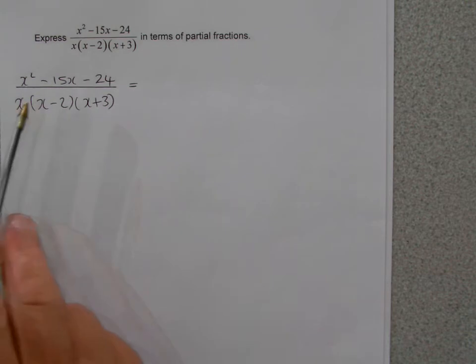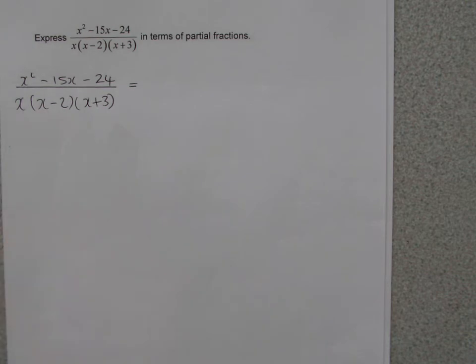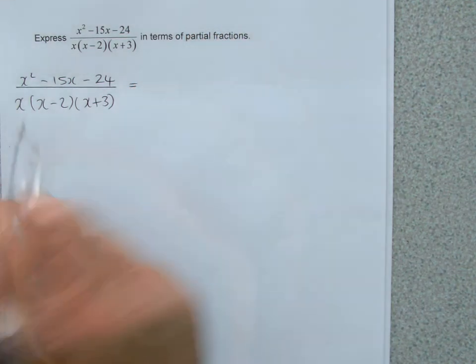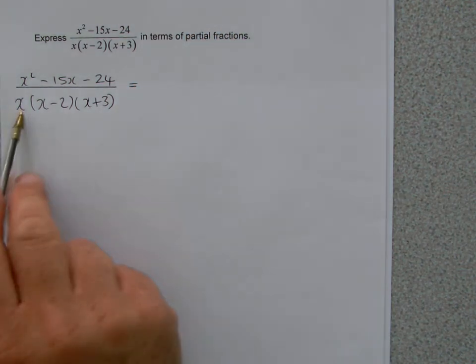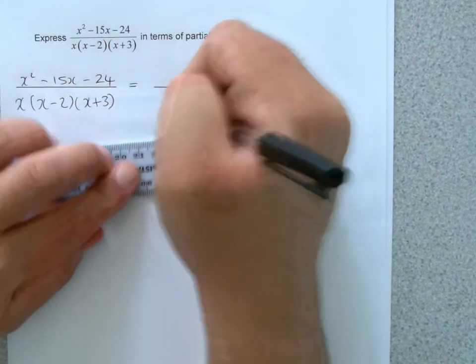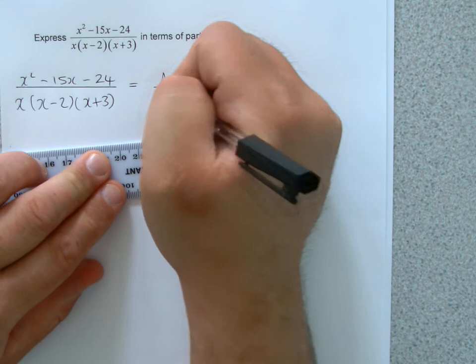Okay, in this question, you've got 3 terms in the denominator, okay? So in that case, you're going to end up having 3 fractions, 3 parts. So this will equal, well, the first fraction will just have x, this first term, as the denominator. And obviously then I'll write a over x here.